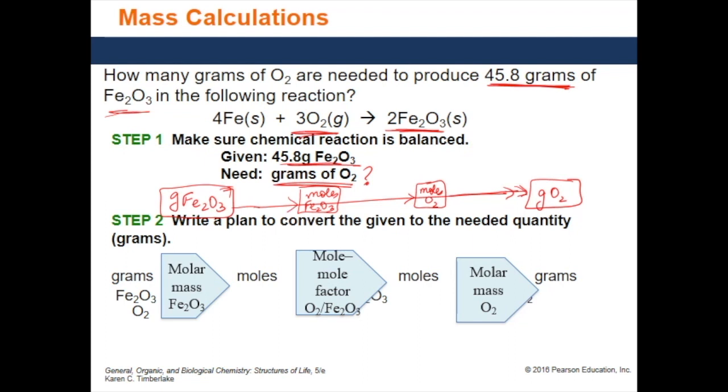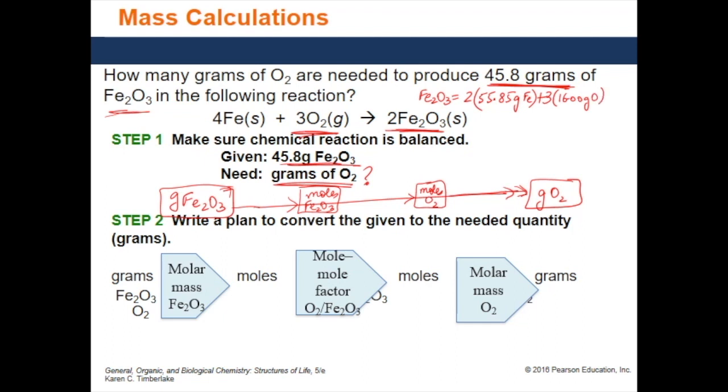So what would be our conversion factors here? We'll go from grams of Fe2O3 to moles of Fe2O3. For this, we need the molar mass of Fe2O3. What is the molar mass of Fe2O3? We have 2 atoms of Fe, and if you look in your periodic table, each atom of Fe weighs 55.85 grams. And we have 3 atoms of oxygen. Each atom weighs 16.00 grams of oxygen.